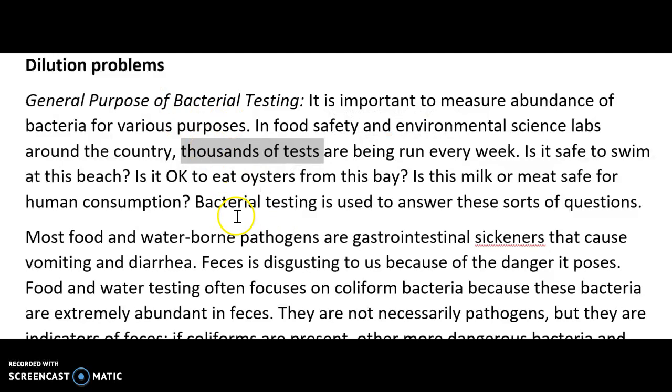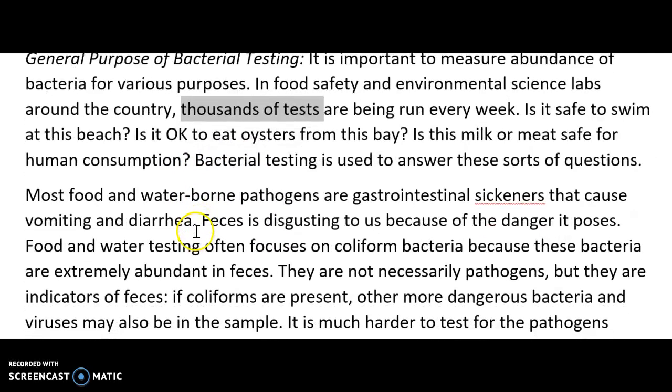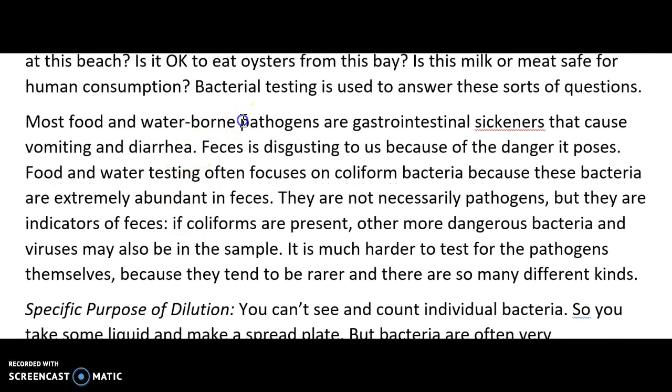The goal is to look at the safety of these materials and consider whether people are at risk from being exposed. Most of the actual pathogens that we're looking for are gastrointestinal bugs that cause diarrhea, and we're disgusted by those sorts of things because in the past our ancestors were safer if they stayed away from them. These are dangerous materials because they can contain pathogenic viruses and bacteria.